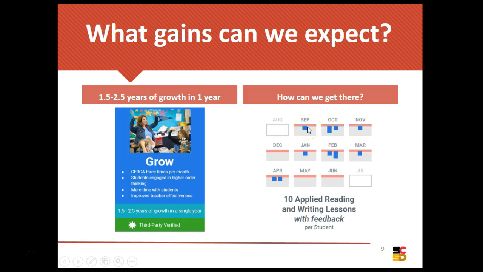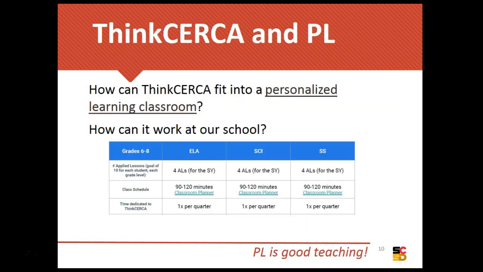But the idea here is that the English teacher might say, I'm going to do 1 in September, 1 in January, and 1 in May. And the social studies teacher might say, I'll do 1 in October, 1 in December, and 1 in March, and so on and so forth, so that the students aren't always doing CERCAs, and that it's cross-curricular.